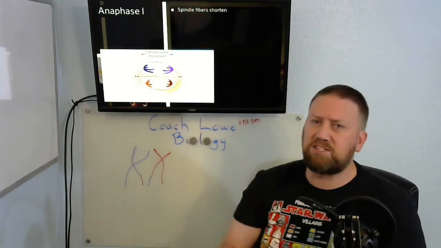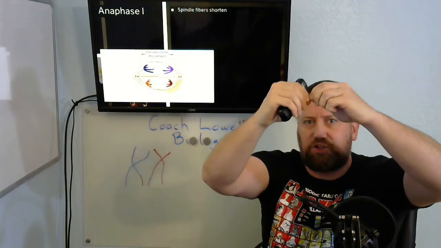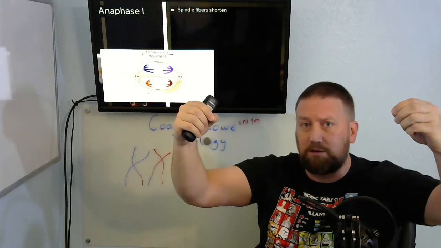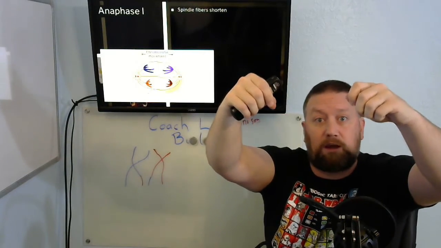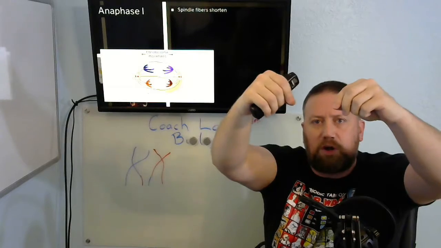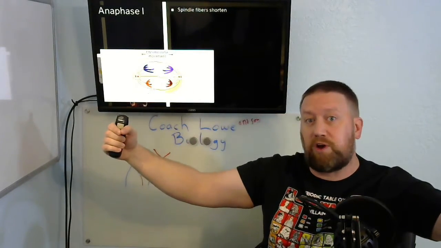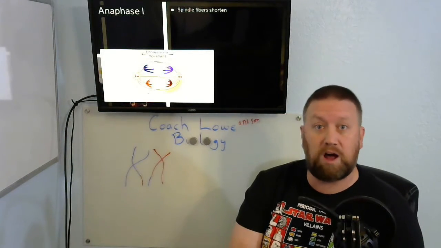But here, instead of two spindle fibers connected to one chromosome and separating sister chromatids, here the spindle fiber is connected to one of the homologous pairs. And so the chromosomes, the homologous pairs, are what separate during metaphase one. I'm sorry, during anaphase one of meiosis.